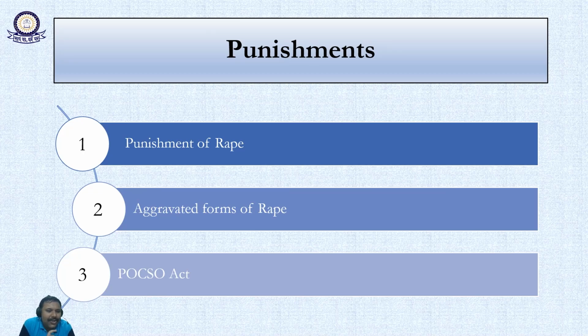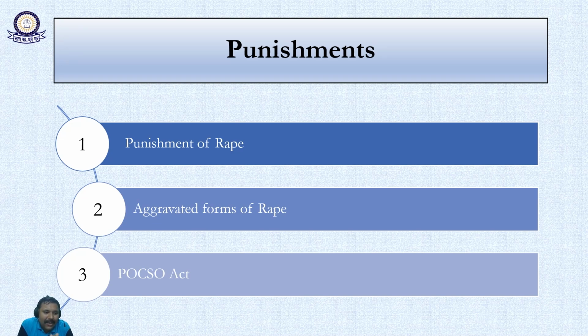So for the aggravated form of rape, the punishment is higher. Then we have one more special form of aggravated rape, in which a rape is committed with a girl less than 12 years of age. So if the girl is less than 12 years of age, then the punishment is life imprisonment or death penalty straight away. Or if he causes the death of the woman in the case of a rape, or commits rape on a woman who is in a persistent vegetative state, in coma or something like that, in that case the punishment is death penalty.